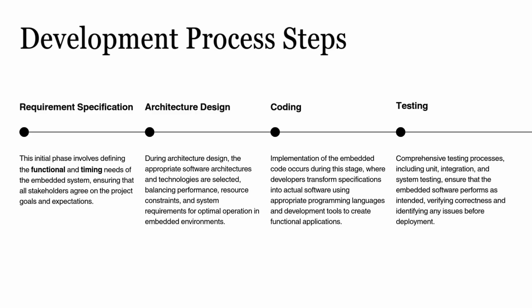Testing follows, involving comprehensive processes like unit, integration, and system testing. These are vital to verify that embedded software functions as intended and to catch any issues before deployment. Lastly, we have the coding phase. This is where developers bring the specifications to life, transforming them into actual software applications using the right programming language and tools. Each of these steps is integral to the overall development process, contributing to the reliability and efficiency of the final product. Be sure to keep these phases in mind as we continue through the presentation.